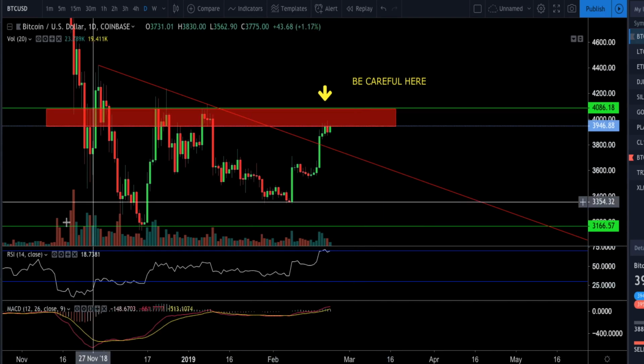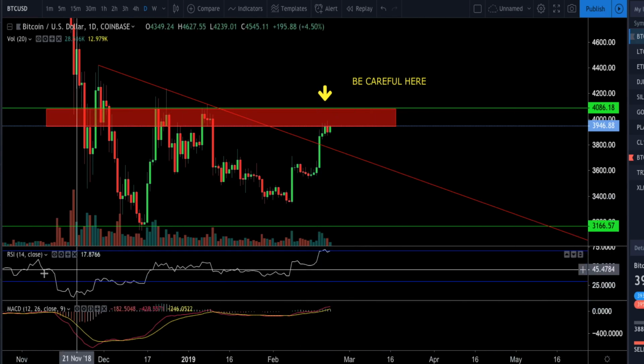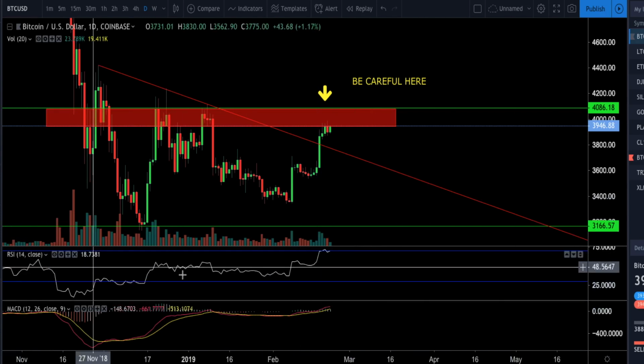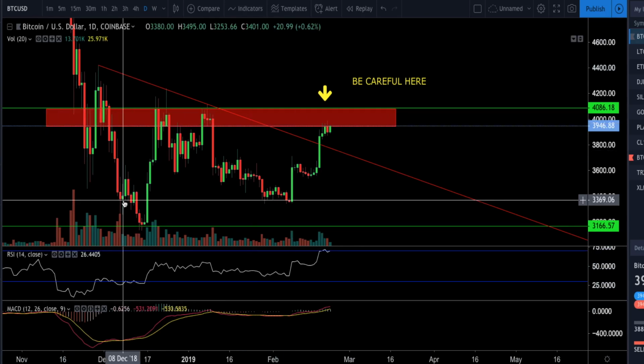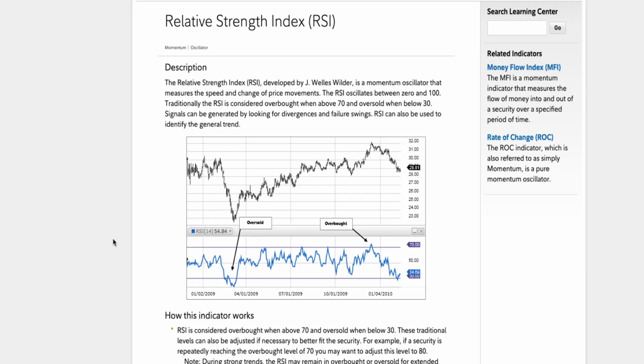So the next window we're going to look at is called the RSI. This is the relative strength index. Let me pop over here. I'm going to read this to you guys. The relative strength index, developed by J. Willis Wilder, is a momentum oscillator that measures the speed and change of price movements. The RSI oscillates between 0 and 100. Traditionally, the RSI is considered overbought when above 70 and oversold when below 30. Signals can be generated by looking for divergences and failure swings. RSI can also be used to identify the general trend.